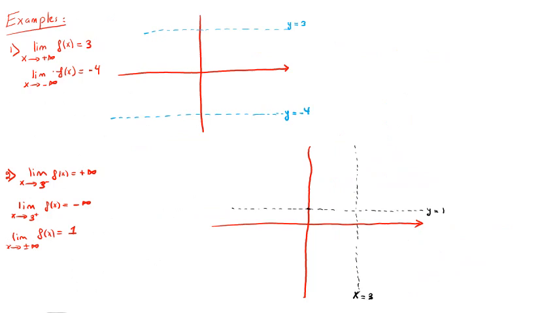Here we have some examples graphically about the horizontal asymptotes and vertical asymptote. For example, we have limit at plus infinity equal to 3 implies that y equal to 3 is a horizontal asymptote, and we have limit at minus infinity equal to minus 4 implies that y equal to minus 4 is a horizontal asymptote. For example, the graph is increasing from minus 4 to plus 3.